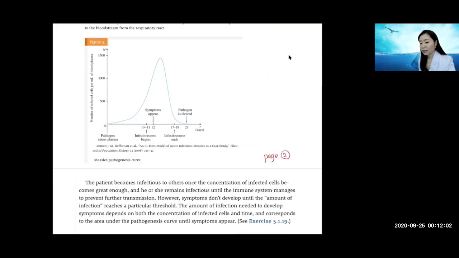Okay. The patient becomes infectious to others once the concentration of infected cells becomes great enough, and he or she remains infectious until the immune system manages to prevent further transmission. However, symptoms don't develop until the amount of infection reaches a particular threshold. The amount of infection needed to develop symptoms depends on both the concentration of infected cells and time, and corresponds to the area under the pathogenesis curve until symptoms appear.